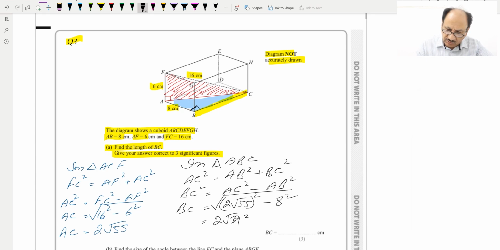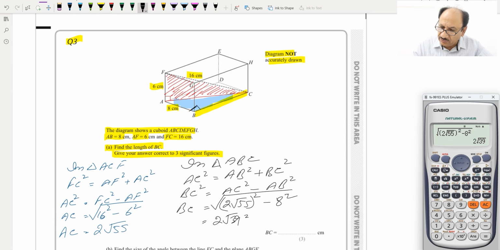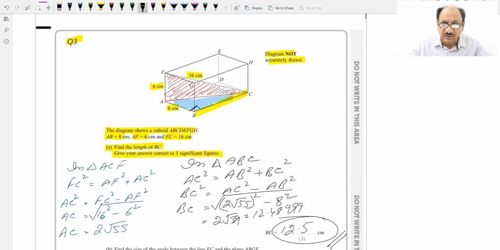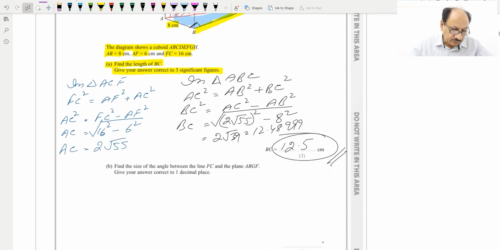In decimals we can check, the decimal value will be 12.48999, and to 3 significant figures we can provide 12.5. This will be in centimeters, and this will be the final answer, and this is a 3 mark question.